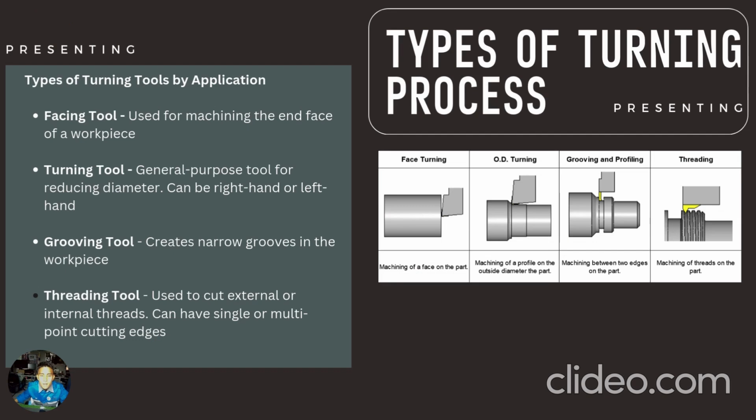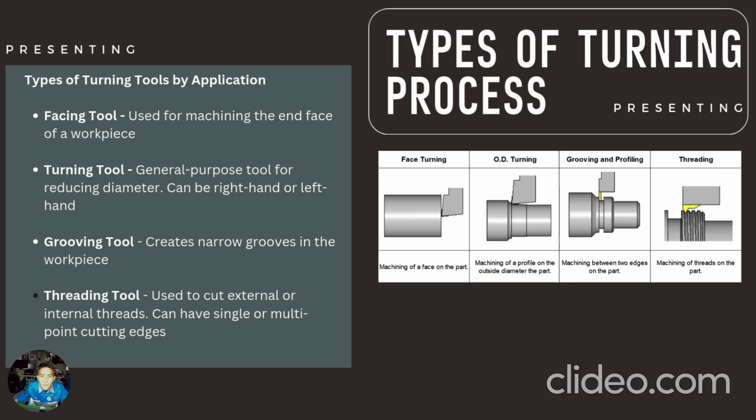As we can see, then I will introduce the types of turning process. There are many types of turning process, but in this video I will only explain four of them. The first one is face turning, the second one is outside diameter turning, grooving and profiling, and the last one is threading.